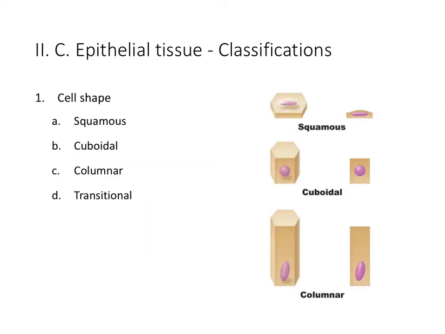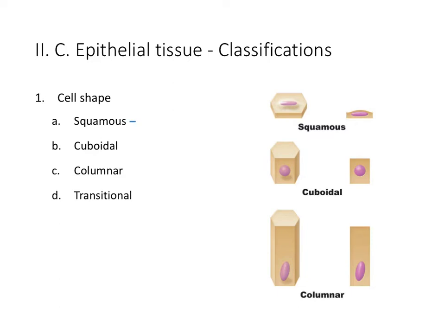Epithelial tissue is going to be classified on the basis of two characteristics. The first one is the cell shape, and the second is the cell arrangement. So let's start by looking at the cell shape. There are three that are talked about in your book, and then there's one additional one that we're going to mention. The first is called squamous.